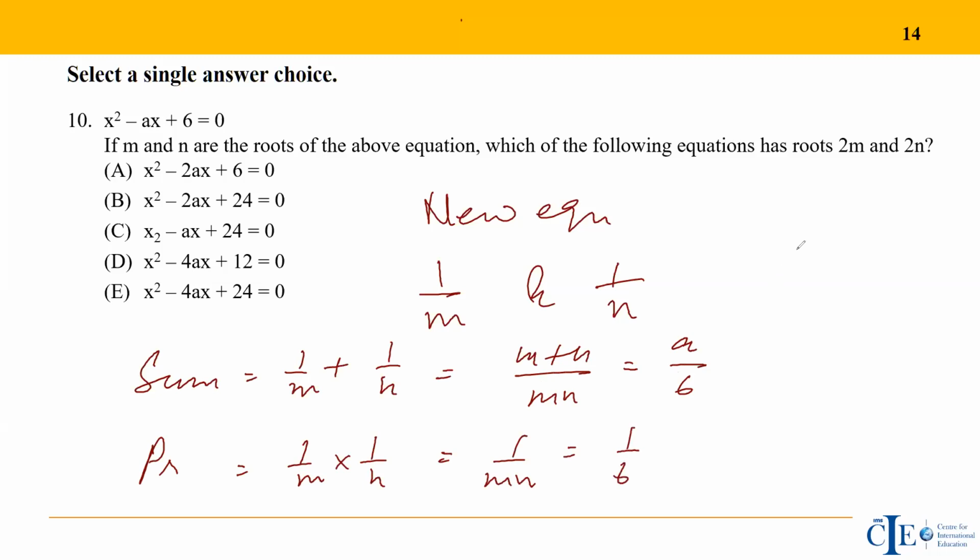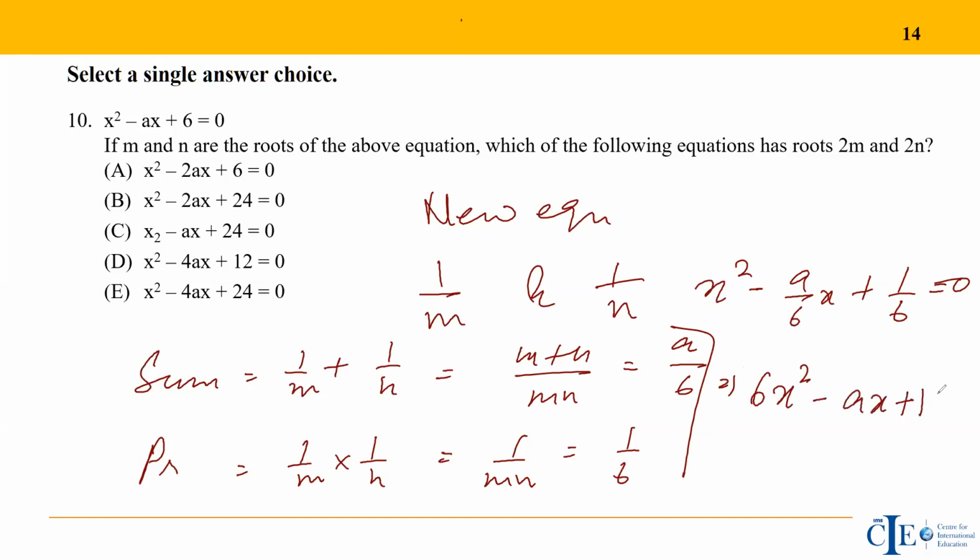Right. So therefore, the corresponding equation would be x squared minus (a by 6)x plus 1 by 6 equals 0, which will give it as 6 of x squared minus ax plus 1 equals 0. So that will be the corresponding equation.